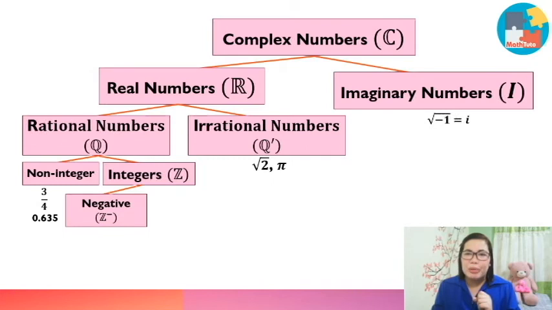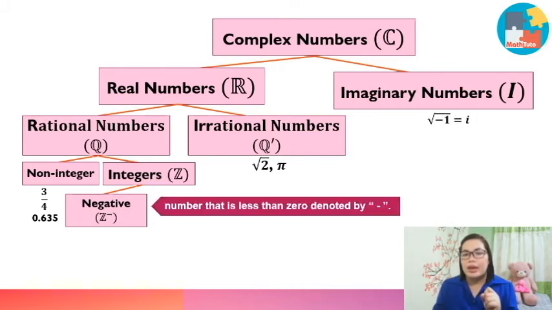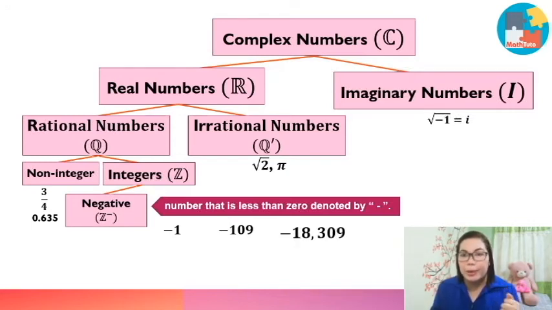So, unsa man ang negative integers? Negative integer is denoted by Z with a minus sign on top. The minus is so we can recognize that it is negative. These are numbers that are less than 0, denoted by a minus sign before the number. So we have negative 1, negative 109, negative 18,309, and a lot more.